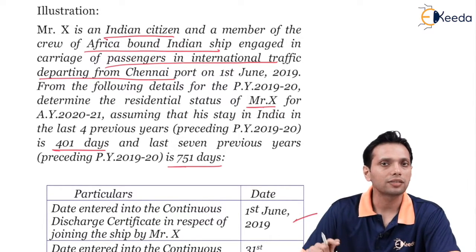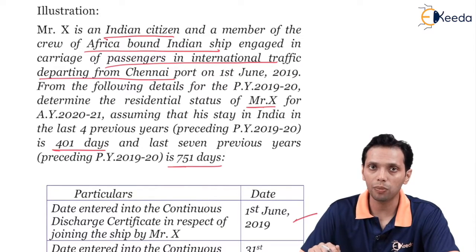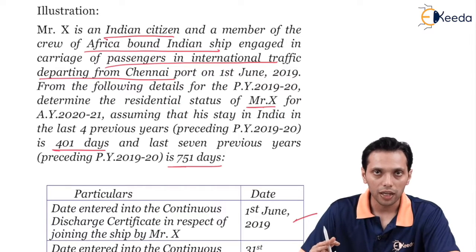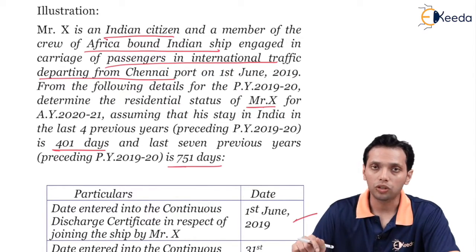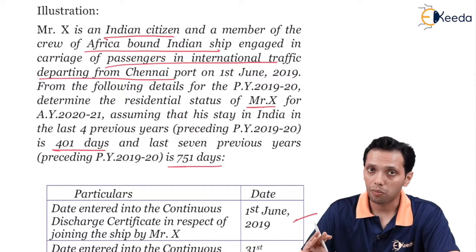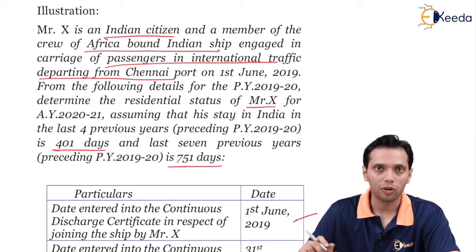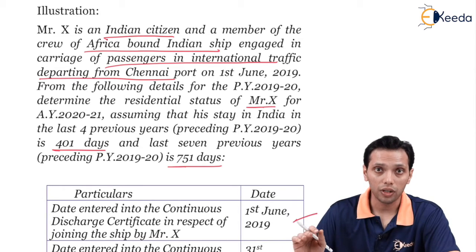So the number of days that will be counted to determine the physical stay in India will be April and May, the entire months the individual was in India. From June to 31st he wasn't in India, and January, February and March he was entirely in India. So he was in India for 5 months, which is approximately 150 days, which is less than 182 days.